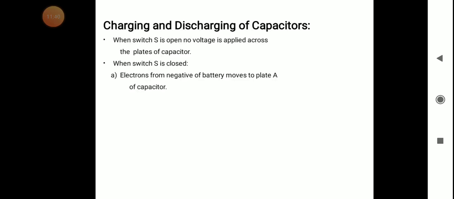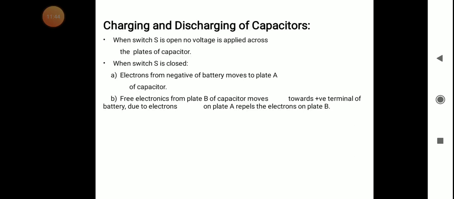Now we will see the charging and discharging of the capacitor in detail. When switch S is open, no voltage is applied across the plates of the capacitor, as we mentioned. When switch S is closed, electrons from the negative of the battery move to plate A of the capacitor.